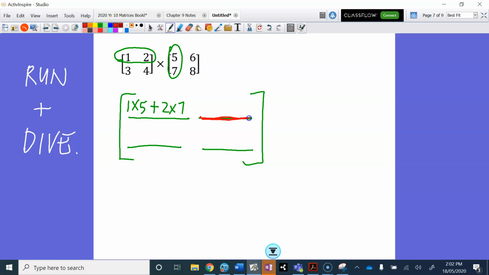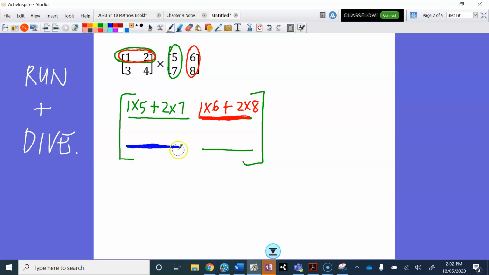for this element here, which is in the first row and the second column, means I'm going to have to run across the first row and dive down the second column. First row, second column. So I'm going to do the calculation 1 times 6 and 2 times 8. To figure out our next element, we'll colour this one blue.